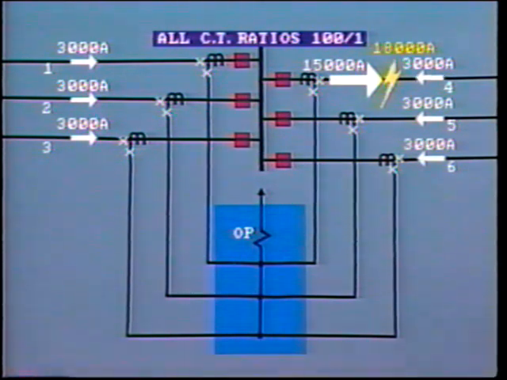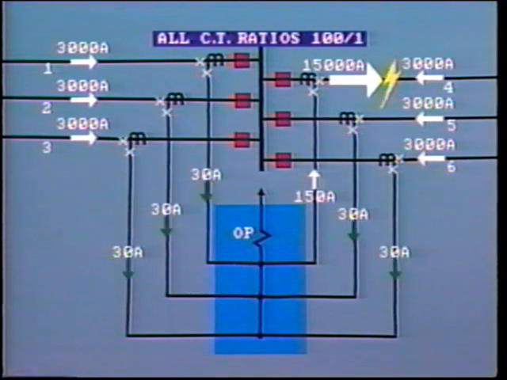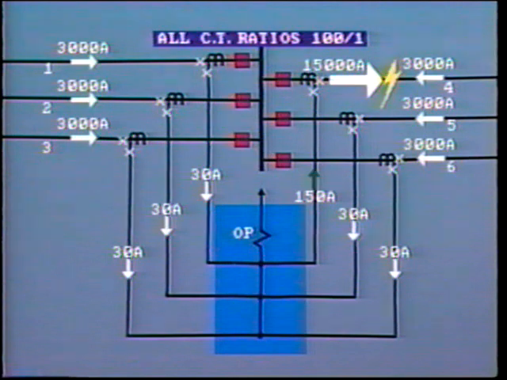Line 4 also feeds 3,000 amps to the fault. In the CT secondary, we have 30 amps on each of these lines and minus 150 amps on the faulty circuit. This would give us 0 current passing through the relay, so it will not operate. This is correct for an external fault. This is what we would like to see, but in practice, it does not happen like this.